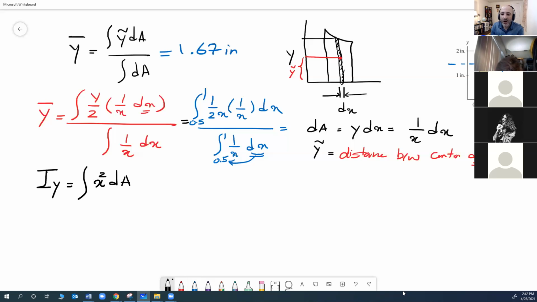When I have I about the y axis, which way should my element be parallel to? Which axis? Is it the x-axis or y-axis? So my question is, should my element be this way for Iy, or this way, parallel to x or parallel to y? Parallel to y. Parallel to y.